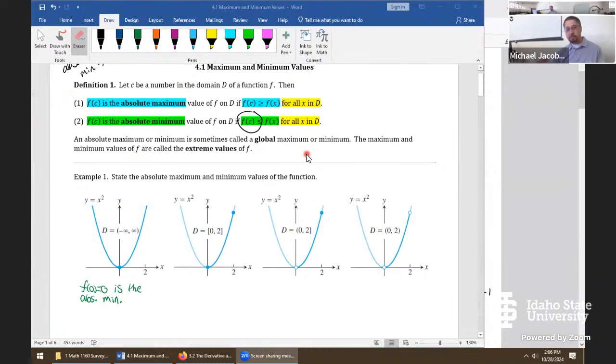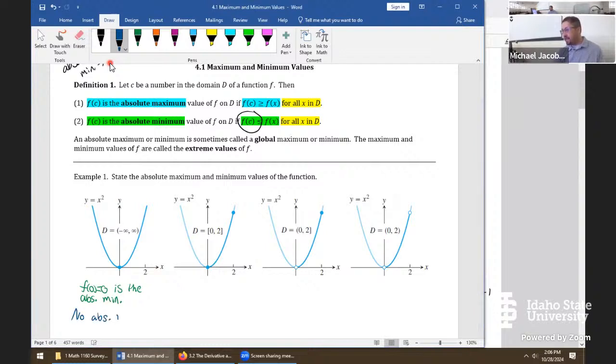In this kind of problem, if we're doing it as, say, a WebAssign homework problem, best way to probably respond is just to say no absolute max, since the values always get larger.